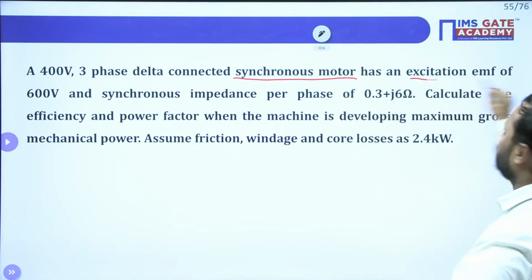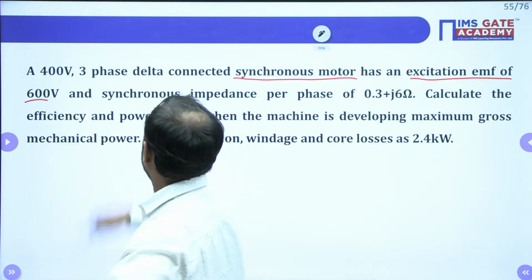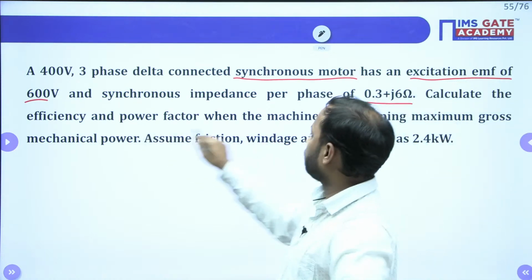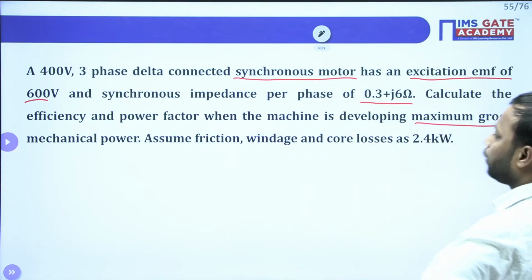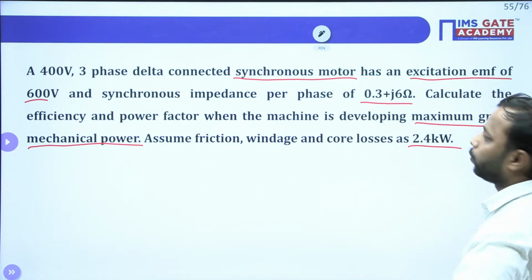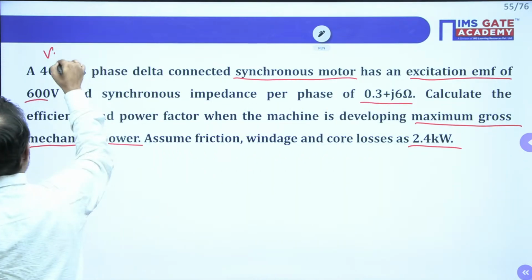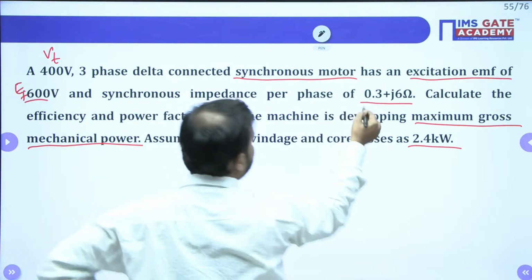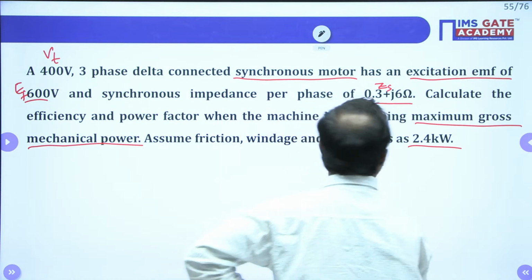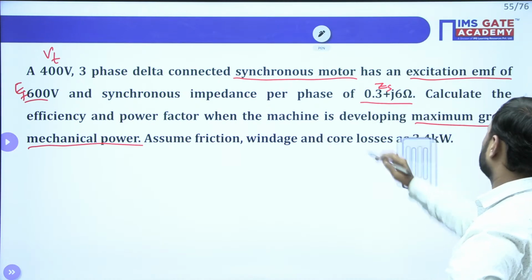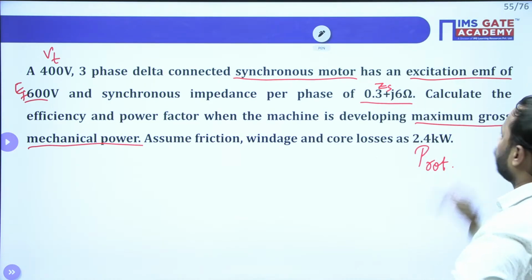It has an excitation EMF of 600 and synchronous impedance per phase as 0.3 plus J6. Calculate the efficiency and the power factor when the machine is developing maximum gross mechanical power, assuming friction and windage losses as 2.4. So here we have VT, this is line voltage, this is EF, this is ZS, and what else? This is friction and windage losses. So basically this is rotational loss, P rotational loss. So how to calculate this one?